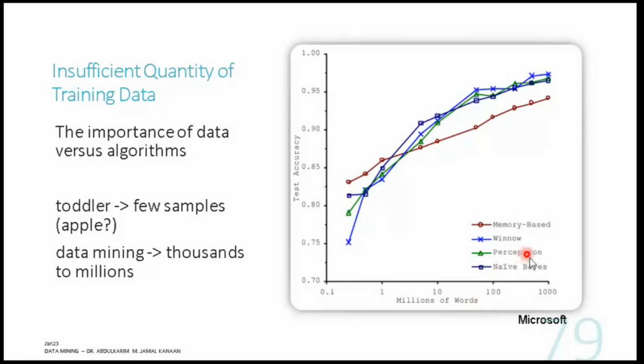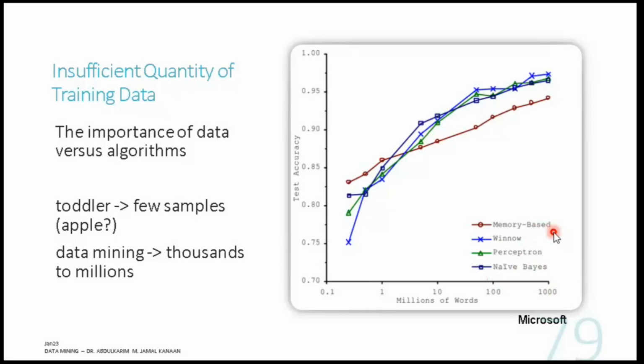Okay. Here they are using naive Bayes. This is one of the algorithms. Perceptron means neural network. And there are other algorithms like memory-based and WinNow. Memory-based is an instance-based algorithm that I'm not going to cover in this course.